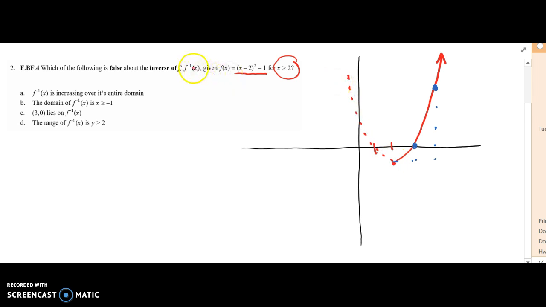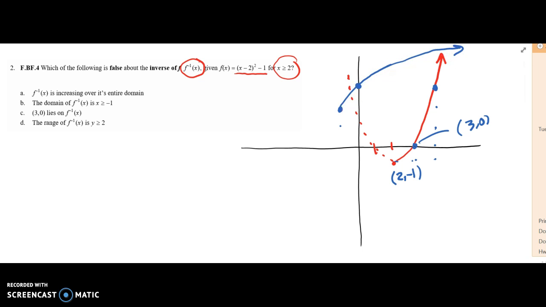This is the original function. We want its inverse, so we can switch the x and y. This is 2, negative 1. That becomes negative 1, 2. This would be 3, 0. That becomes 0, 3. And the graph will look like this.